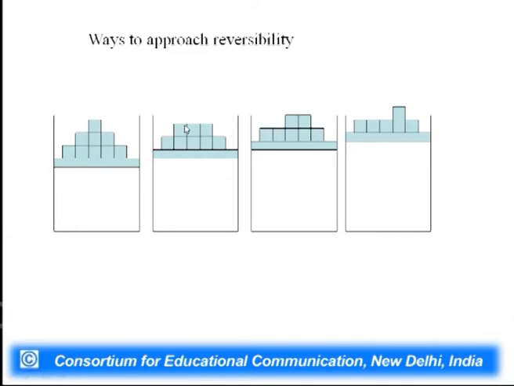So, you take one at a time, then there is a small expansion, then you take another one at a time, then there is a small expansion, and similarly you can take them out one by one and approach reversibility. You should not go from here to this point in one step. You will be losing work from the system.